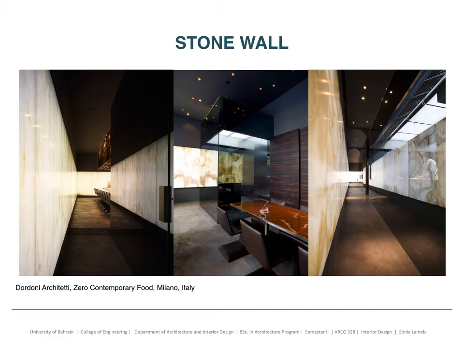We can also have stone walls, and in this case, this alabaster wall. Because of the thickness of the material, they are walls made of stone, but because they are very thin and translucent, when you put artificial light behind them, they can reflect and create a completely different scenario for, in this case, an office space and a restaurant.